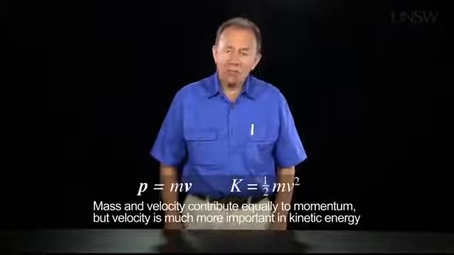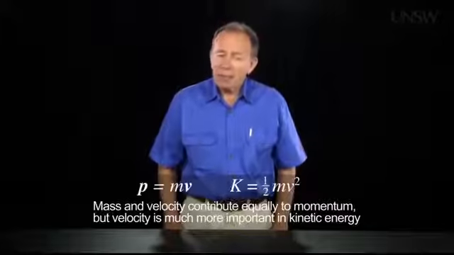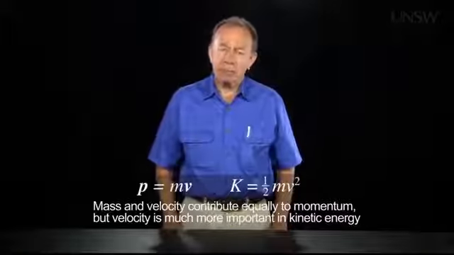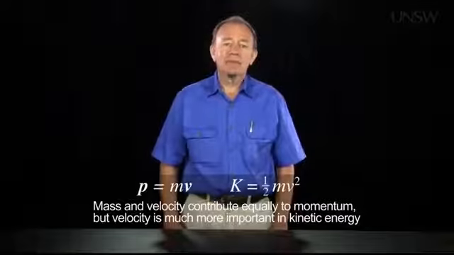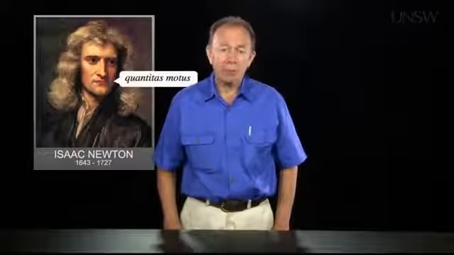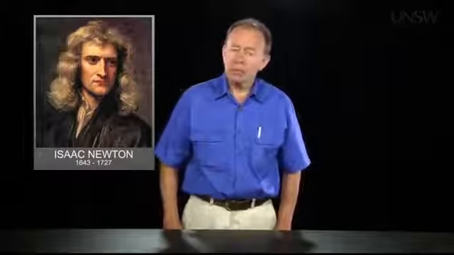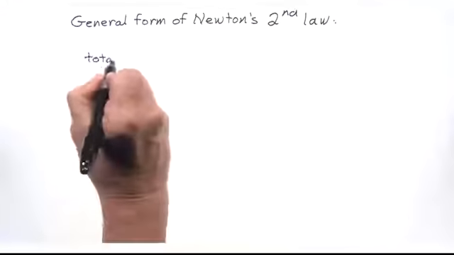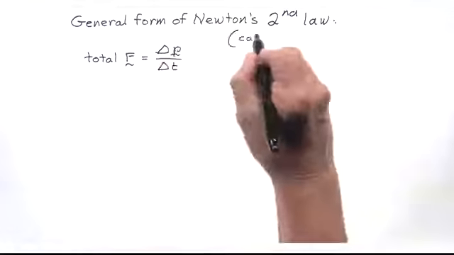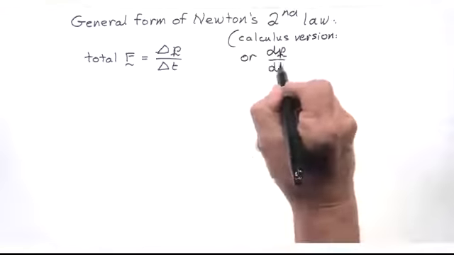So there's a point to remember. Mass and velocity contribute equally to momentum, but velocity is much more important in kinetic energy. Isaac Newton called momentum the quantitas motus, or in English, the quantity of motion. And he used momentum to write a more general form of his second law of motion. In modern notation, we'd write it as total force equals change in momentum over change in time.